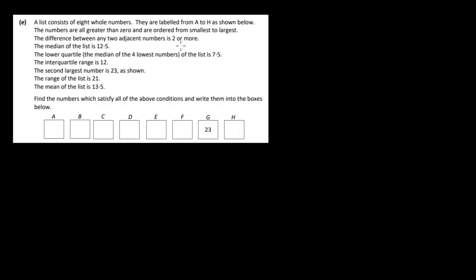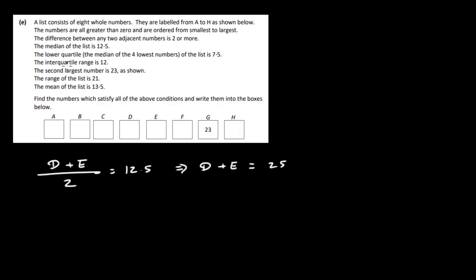I think that's about the last thing we're going to use. We use that at the very end. The next one is the median of the list is 12.5. So we can see here we have 8 numbers. That means we have 2 middle numbers. So the median is going to be these 2 added and divided by 2. So in other words, D plus E divided by 2 is going to give us 12.5. That's going to give us D plus E is equal to twice 12.5, which is 25. That's the first equation that we may be able to use later on.